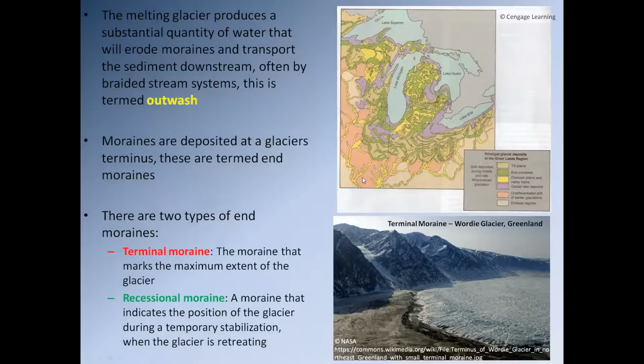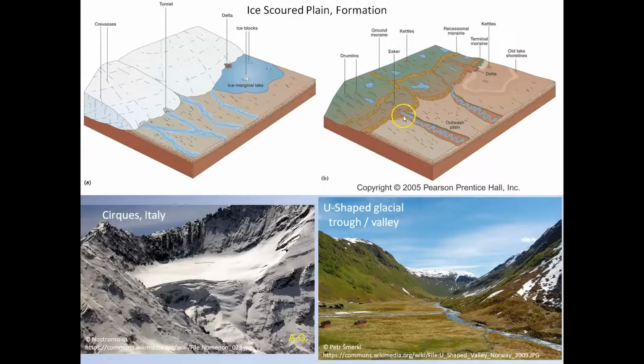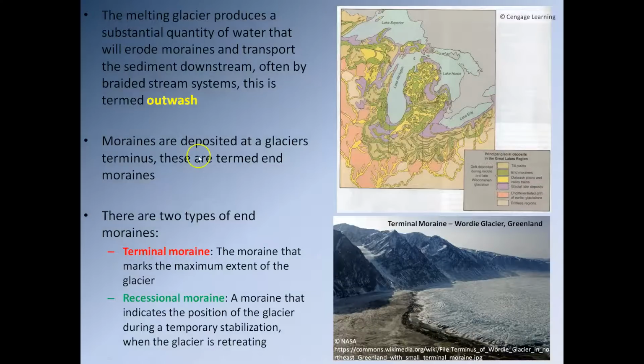As I said, the melting glacier produces substantial quantities of water, and that water will then erode the moraine, if I go back to this diagram here, and it will wash away the glacial sediments, the glacial till, and that produces what's referred to as the outwash plain. So we have the glacier, we have the moraine, and in front of the glacier we have the outwash plain, which is where the water from the melting ice transports the sediment from the moraine and takes it away from the glacier downhill in a river. So these are some of the features that we see.